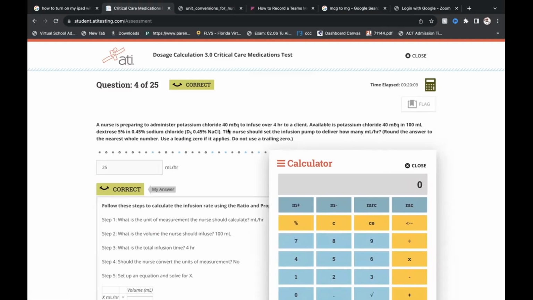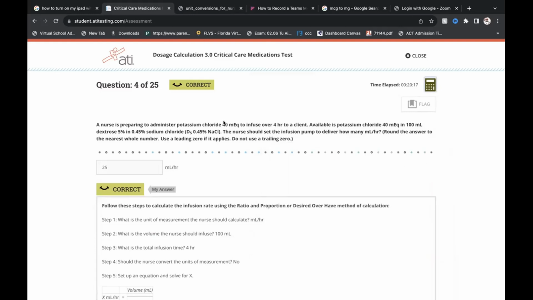The nurse is going to administer 40 MEQ to a client over 4 hours. So this is the total amount that needs to be administered, 40 MEQ. Now it says that available is 40 MEQ and 100 milliliters. Remember I said don't pay attention to these because they're trying to throw you off? Forget those. Don't even really look at the drugs. Look at the numbers. So we need to do 40 MEQ and 100 milliliters.